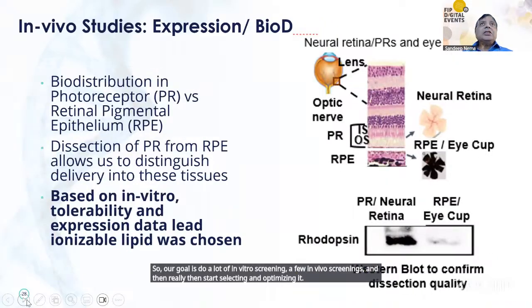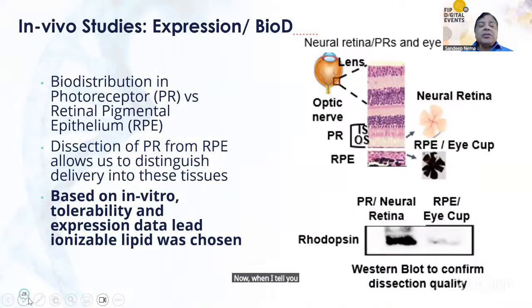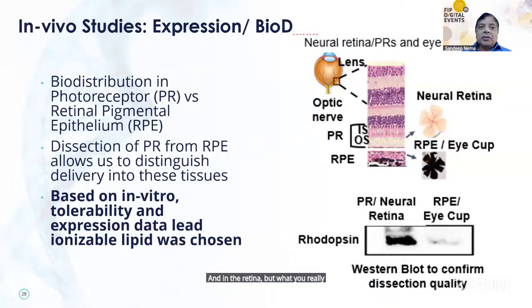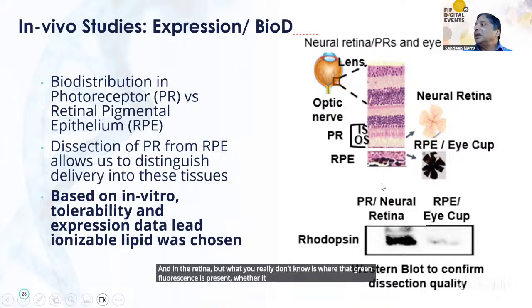Now, when I tell you that in the fundus imaging, you see a green fluorescence in the retina, what you really don't know is where that green fluorescence is present, whether it is in the retinal pigment epithelium or the photoreceptor.